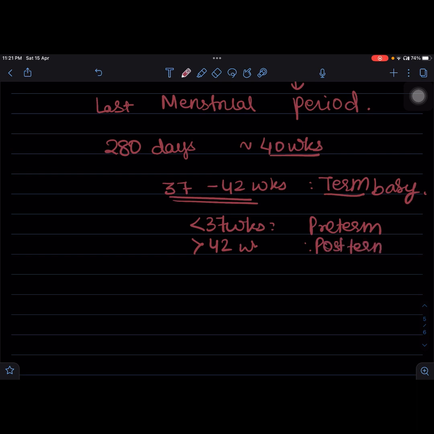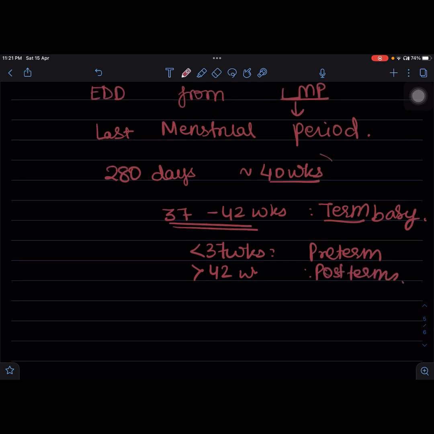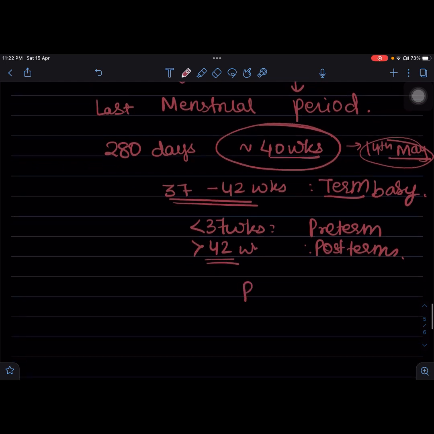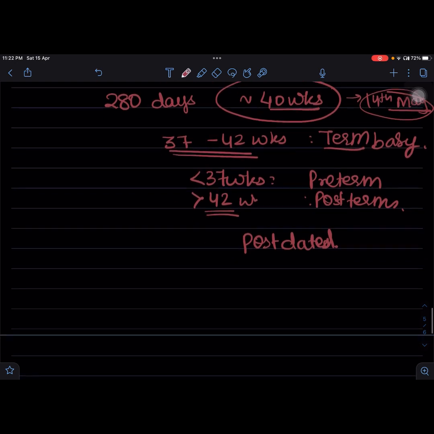Now, it is very important to know that supposing a doctor has given you an EDD, like 14th May, and you do not deliver by 14th May, you should not panic. You still have a period of 2 weeks approximately before you call it post-term. So the baby will be post-dated, but not post-term. A baby delivering between 37 to 42 weeks is fairly a healthy baby, so you don't need to panic if the expected date of delivery crosses by a week or so. But you still need to see an obstetrician, of course.